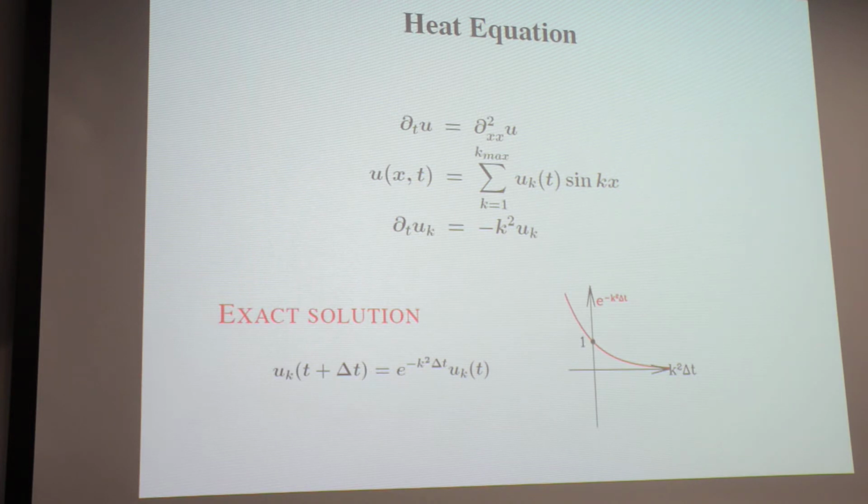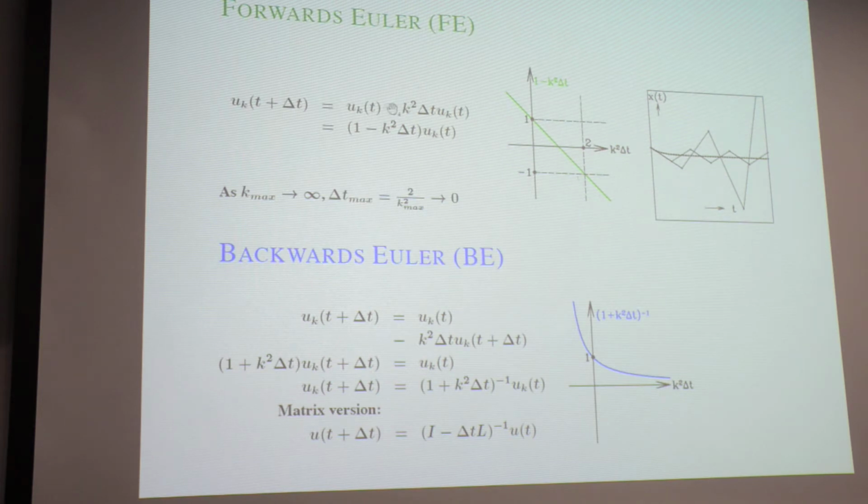Now let's look at a very simple numerical method, the simplest thing we can do. Let's do a Taylor series. So we have u_k of t, plus the derivative in time of u, which is minus k squared u times delta t. This is just a Taylor series around t. Right? So we gather these terms, and we get multiplying by 1 minus k squared delta t, and that's this green function here.